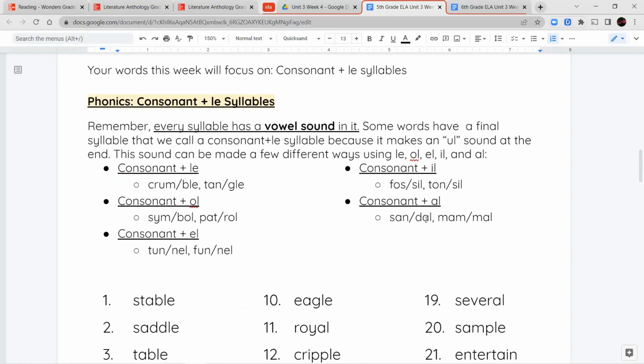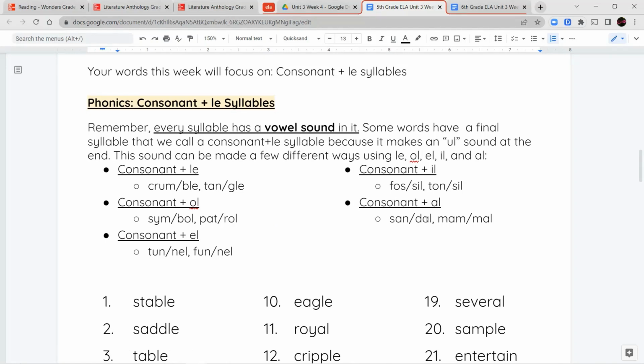So let's take a look at our phonics here. So you can make the consonant LE sound. So that's basically words that end with an ol sound at the end of them. You can spell that a few different ways. You can spell it with a consonant plus the letters LE, like crumble or tangle. You can spell them with a consonant and an OL, like the word symbol or patrol. You could spell it with a consonant EL, like the word tunnel or funnel. They all have that ol sound at the end. A consonant IL, like fossil or tonsil, or a consonant AL, like sandal or mammal.